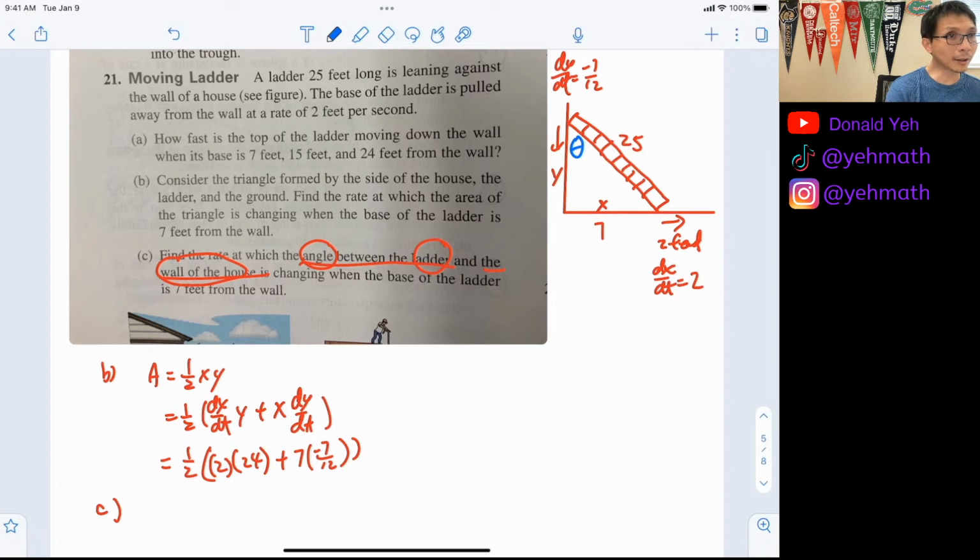Do you think the angle changing is going to be positive or negative if it's sliding down? So the angle, dθ/dt, is going to be positive or negative? Is it positive? It's just going to get wider, becoming more as it goes down. The bottom's getting smaller, right?